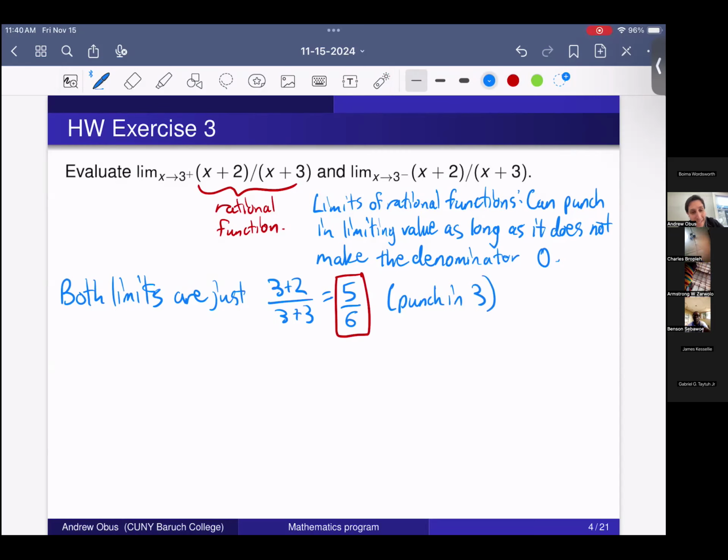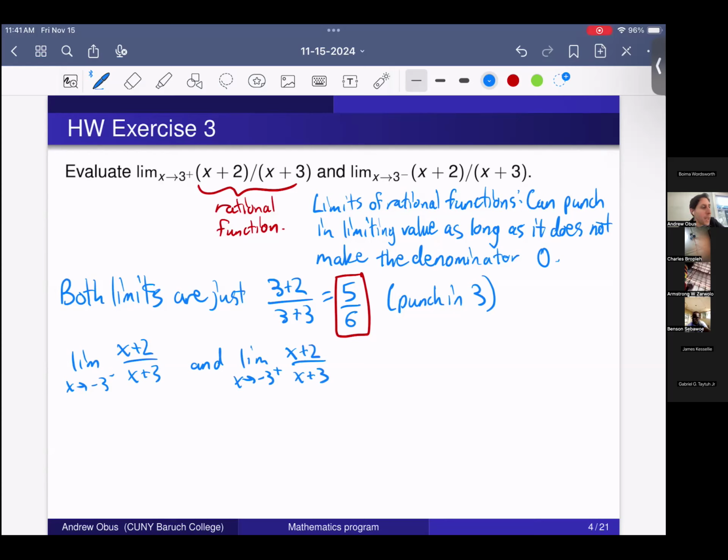Now, what I meant to ask is the same problem, but with -3 instead of 3, right? So maybe I'll ask that now. What's the limit as x approaches -3 from the negative side of x plus 2 over x plus 3, and the limit as x approaches -3 from the positive side of x plus 2 over x plus 3, right?